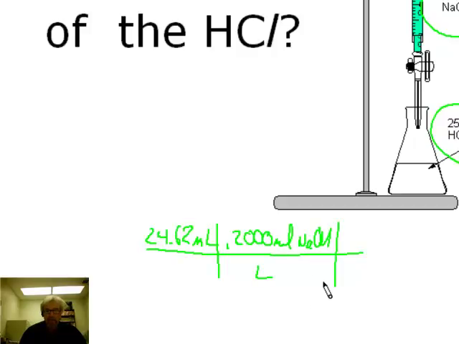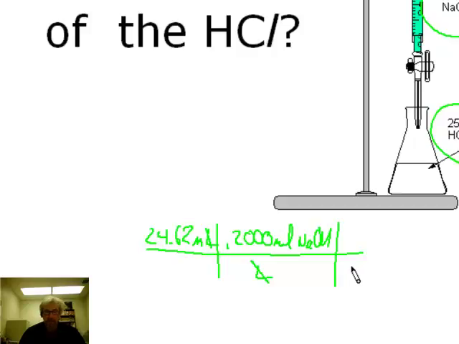Now, in previous calculations, I've used 1,000 milliliters instead of liter because I wanted the milliliters to cancel. But I'm going to show you a little trick here. I'm going to cancel out the liter part and just leave the milli there. So when I multiply these two together, I have millimoles of NaOH. And we're going to find out that for this calculation, that works okay.